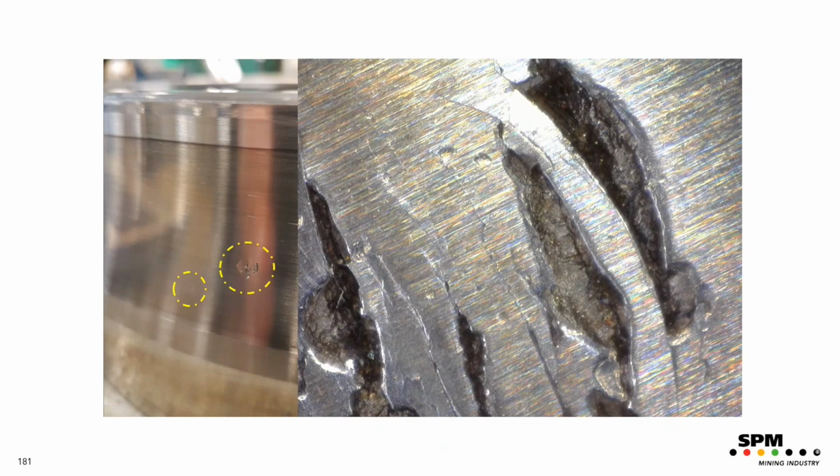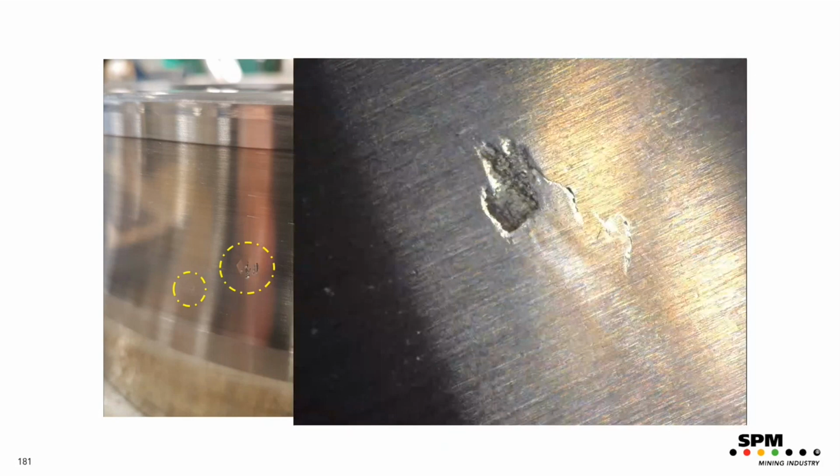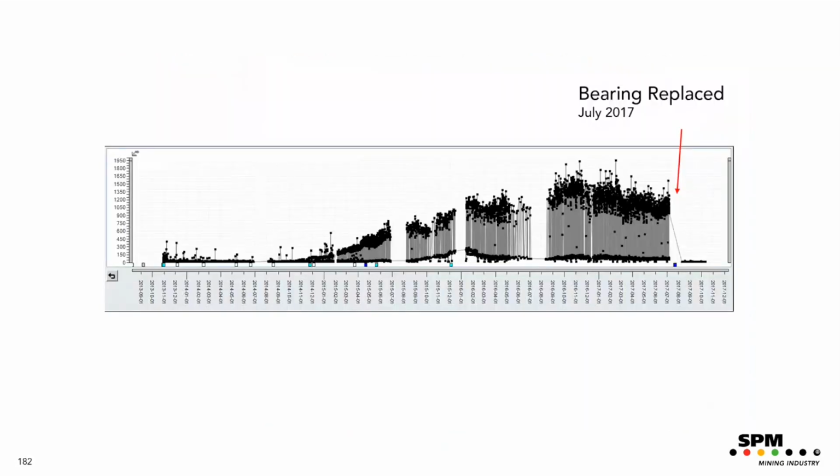This was a really good example of very long pre-warning times using the HD technologies. And the bearing was replaced in July 2017, and you can see that after that the readings are nice and low.